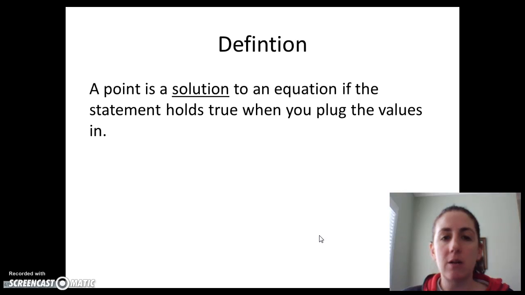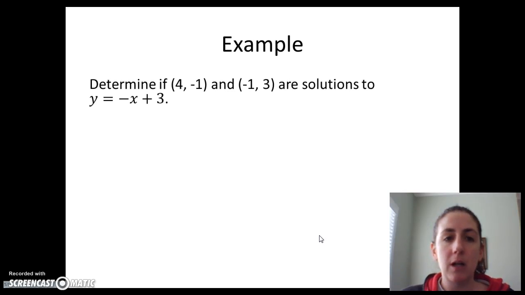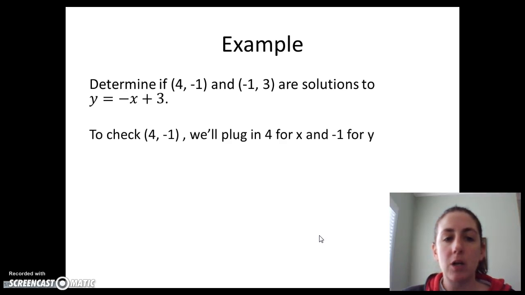Here's another definition. A point is considered a solution to an equation if the statement holds true when you plug the values in. So for example, let's determine if the ordered pairs (4, -1) and (-1, 3) are solutions to the equation y equals negative x plus 3. Remember, your ordered pairs are written (x, y), so to check (4, -1), we'll plug in 4 for x and -1 for y.